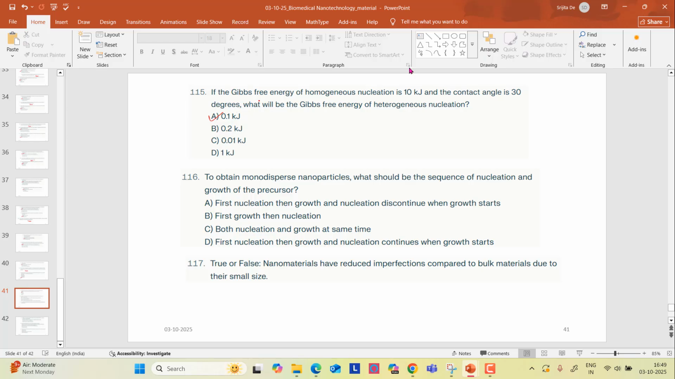To obtain monodisperse nanoparticles, what should be the sequence of nucleation and growth of the precursor? First nucleation, then growth, and nucleation discontinues when growth starts. First growth, then nucleation is not true. Both nucleation and growth start at the same time. First nucleation, then growth, and nucleation continues when growth happens. It is option A.